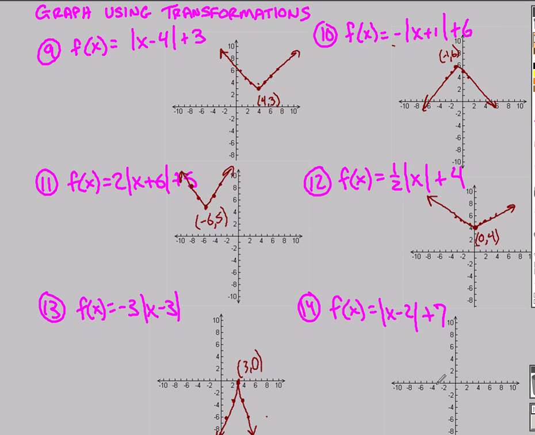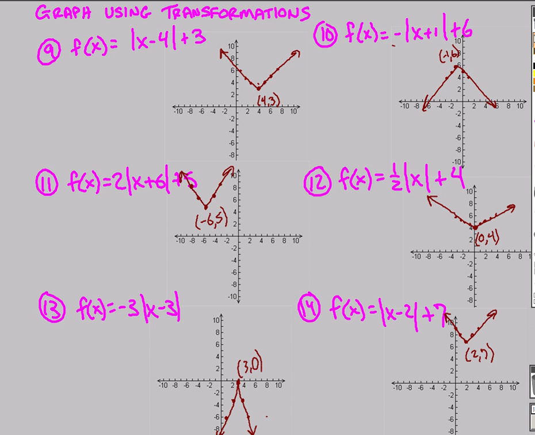All right, and the last one, a pretty straightforward one. It's going to go right 2 and up 7, so it'll be up at the top, and there's nothing out in front. So when I go over 1, I'm up 1 in both directions. When I go over 2, I'm up 2 in both directions. So there's my V with the origin now at the point 2, 7.